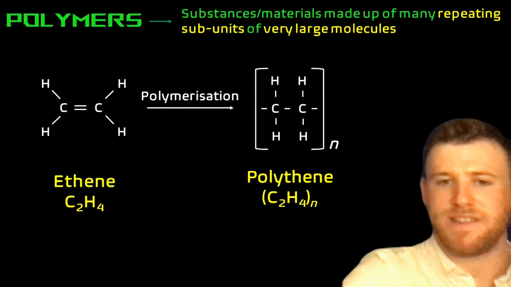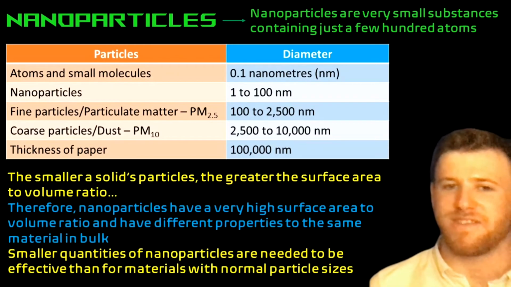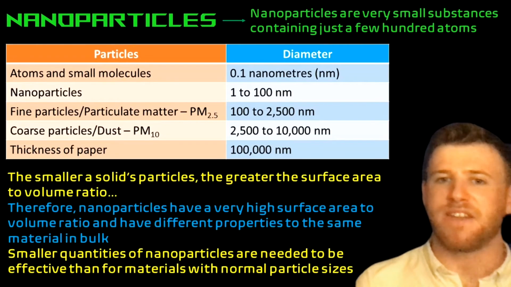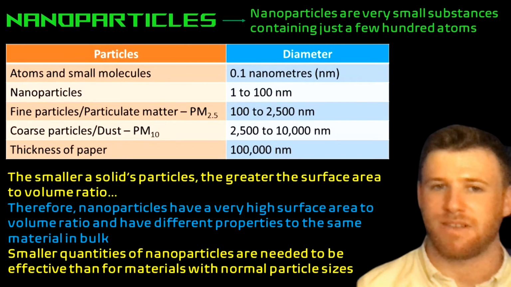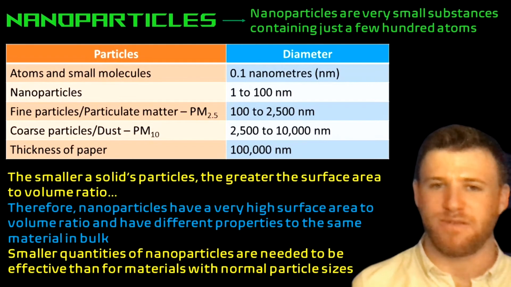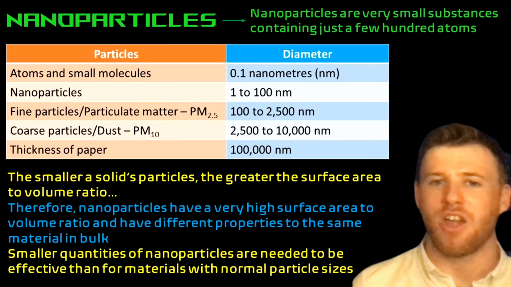The last bit on this section is all to do with nanoparticles. Nanoparticles are particles. They can still be solid, liquid, or gas in that formation. They're just really, really small. The definition is that they are very small substances containing at least, or around about, 100 atoms. So for size and for scale, we've got this table here. An atom itself will be about 0.1 nanometers wide. A nanoparticle is 1 to 100 nanometers wide.